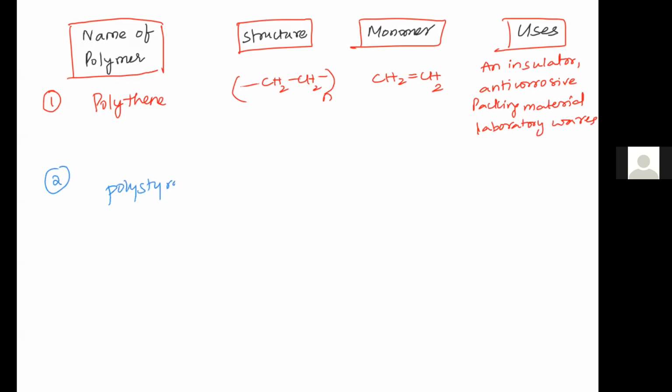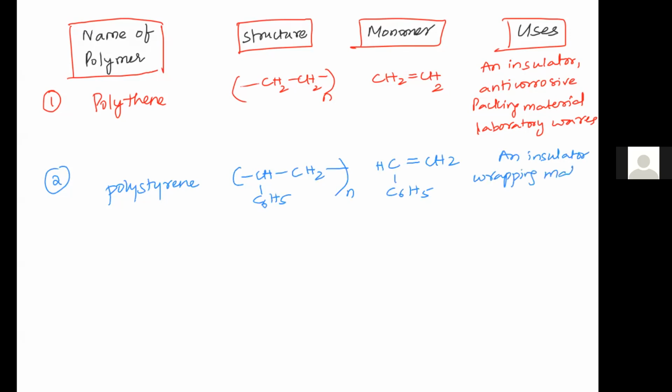Polystyrene, whose monomer is CH double bond CH2, C6H5. This is again an insulator. It is used as wrapping material. It is used in the manufacture of toys and also household articles.